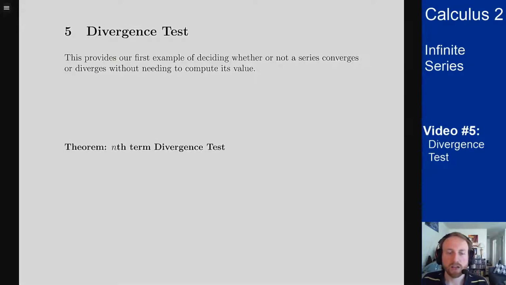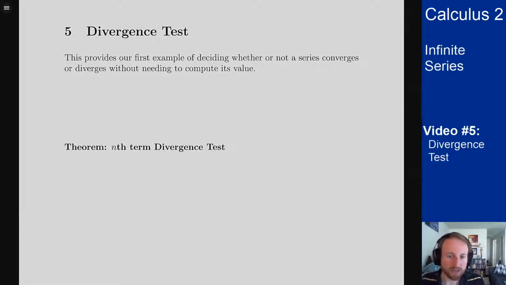In this video, we'll talk about the nth term divergence test, which provides our first way to figure out if a series converges or diverges without actually computing the partial sums or the number that it would converge to. There's going to be a theme going forward in this chapter: deciding if series converge or diverge without being able to actually evaluate them.